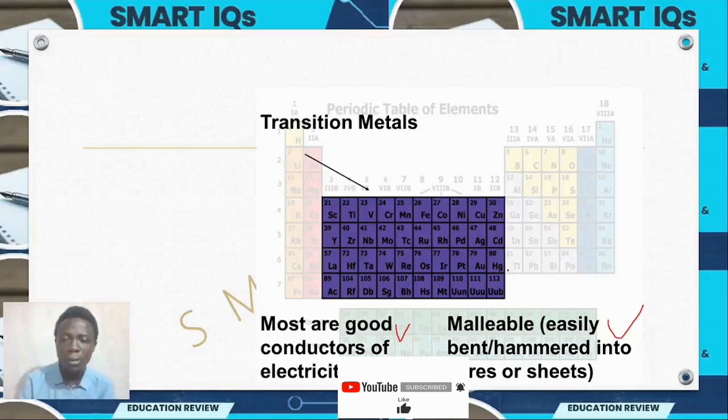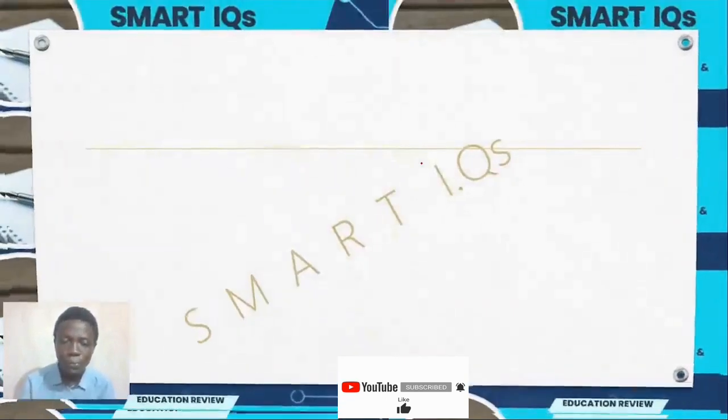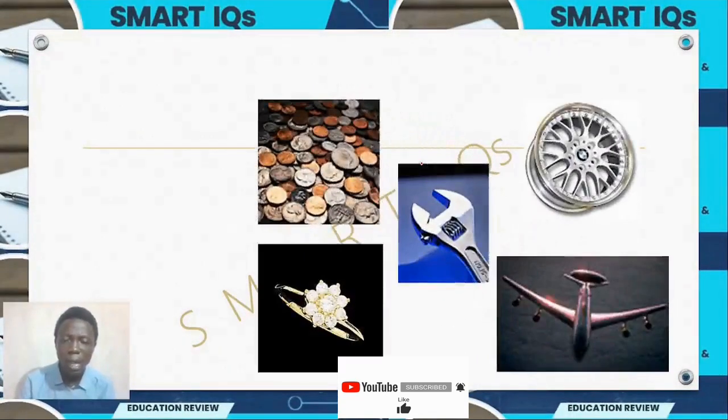And they have colored ions. And then they have variable oxidation numbers. So take note of that. So these are metals found in that particular category of the periodic table. You can see how important they are. I'm sure you can recognize all this: wrench, wheel, planes, coins, and the likes. So these are very important. You can see in our day-to-day production line, we make use of these metals.